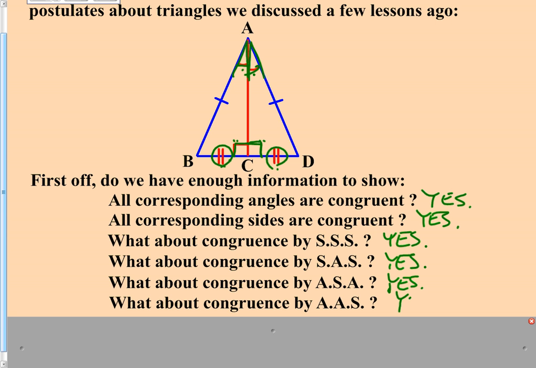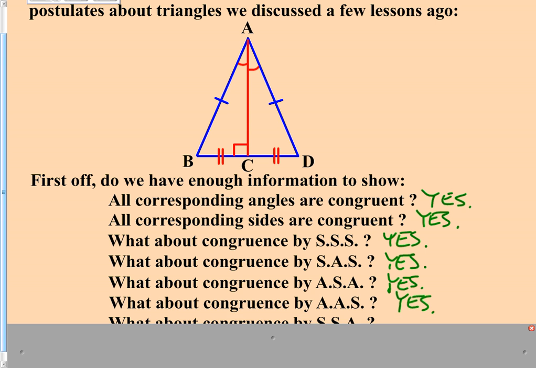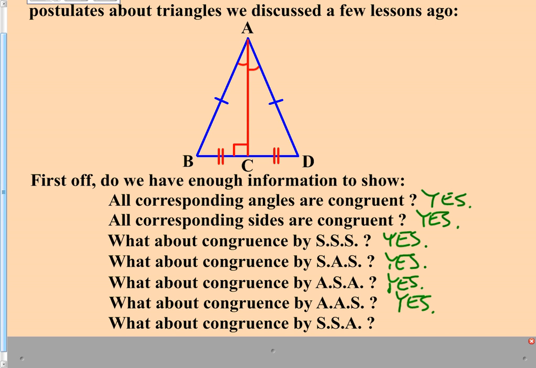So yep, we could do that, and that is not the only place in the diagram where we could have pulled that one off either. I think you're getting the message here. Do you have enough information to prove that you have congruence by side-side-angle?